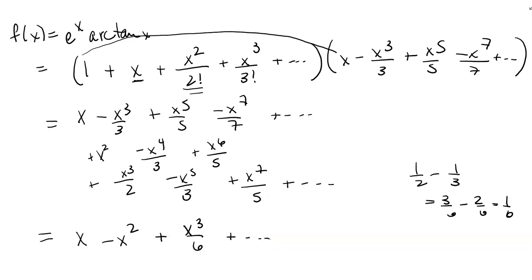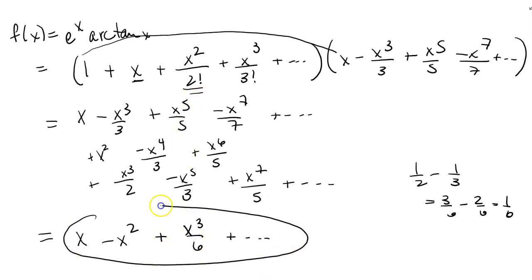And if you needed to go another term, you would just multiply the next term in the list, and then you would add up the x to the 4th. But all it asked me for was the first 3. So that would be the first 3 of those. I've just multiplied those things by distributing them.